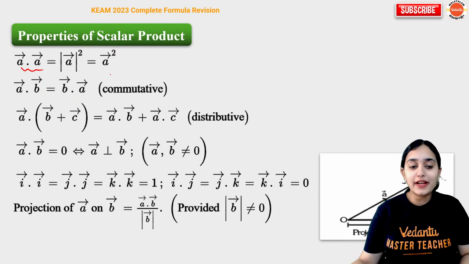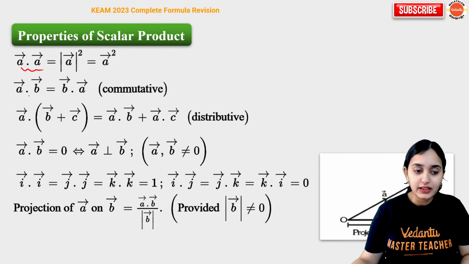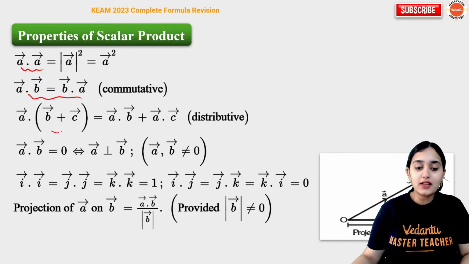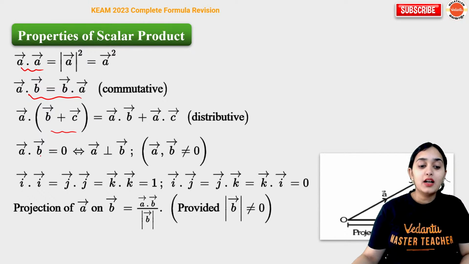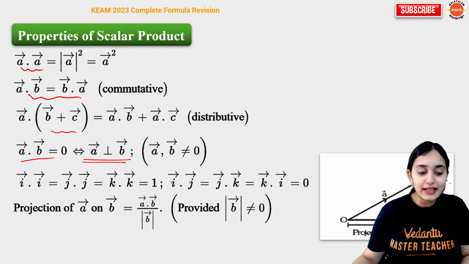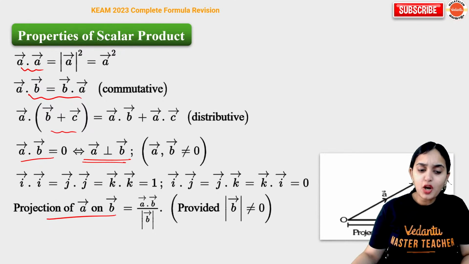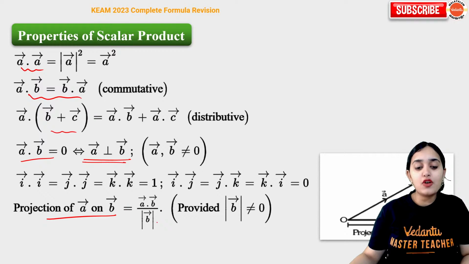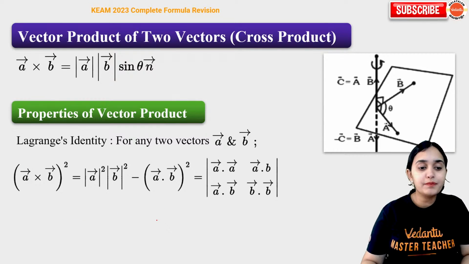Dot product of two vectors is called scalar product. It is commutative, it is associative, it is distributive. Next, A dot B is 0 when they are perpendicular lines. Projection of a vector on another vector is A dot B upon mod B.